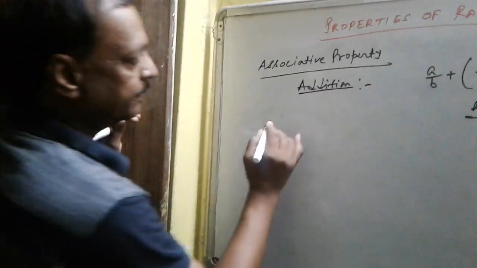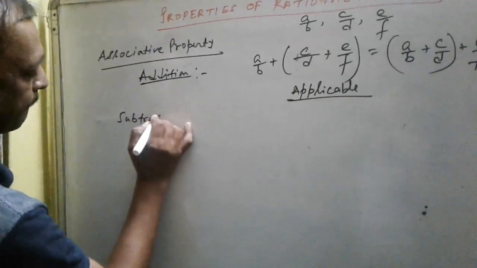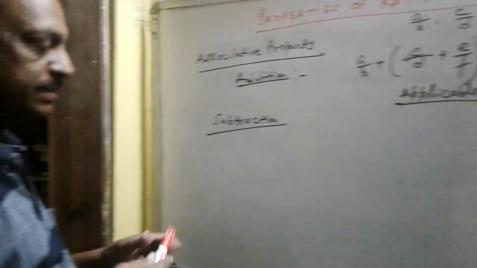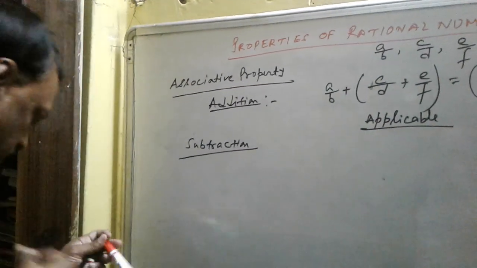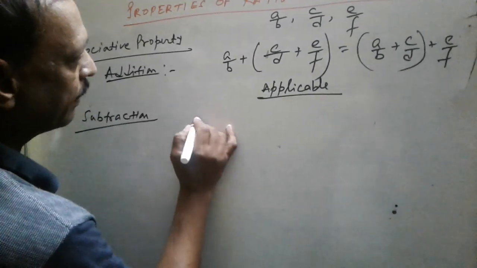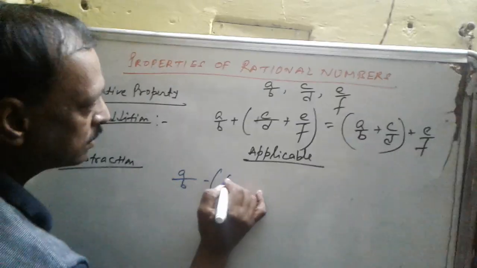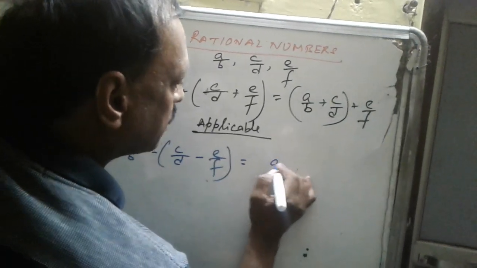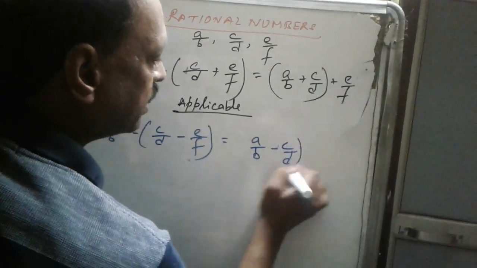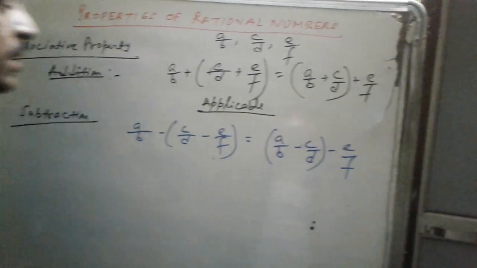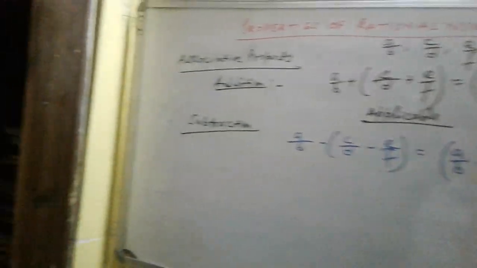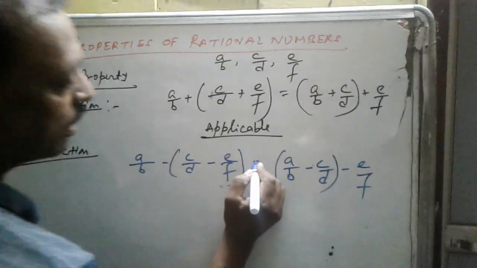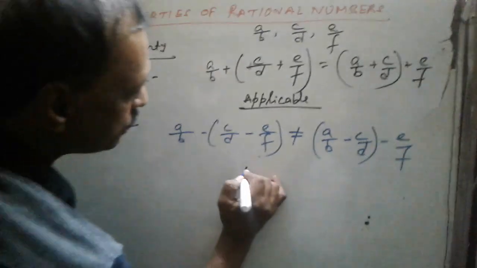In case of subtraction, things will be a little bit different. It means that if we write in this way, a by b minus c by d minus e by f, and here a by b minus c by d minus e by f. After calculating, you will see that the result will not be equal. It means that left hand side and right hand side will not be equal. Therefore, this is not applicable.